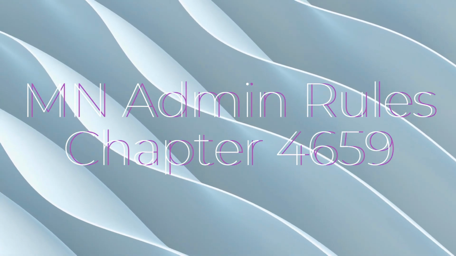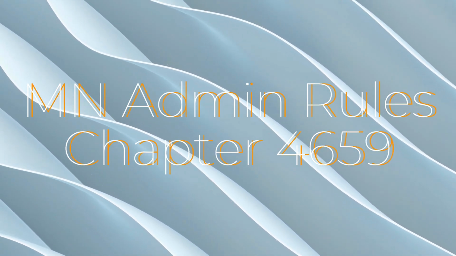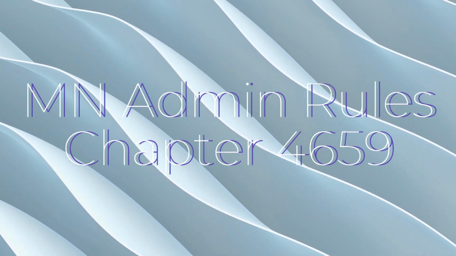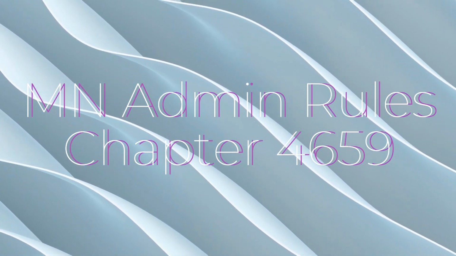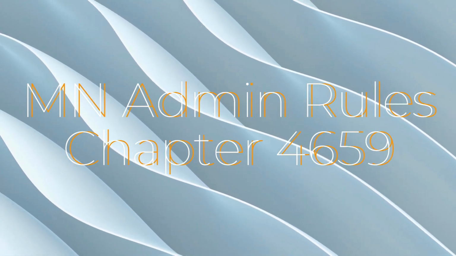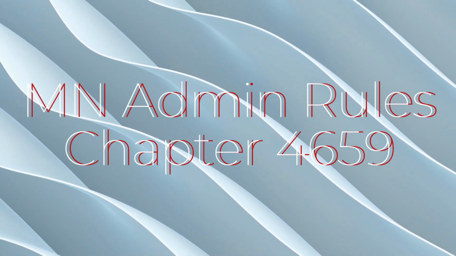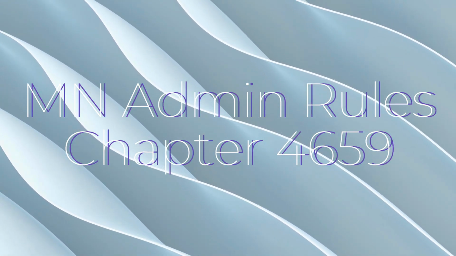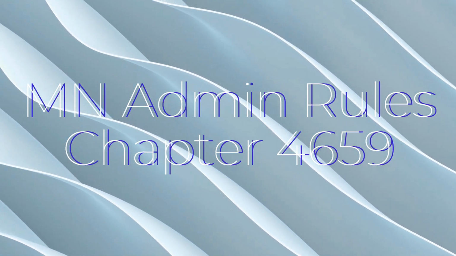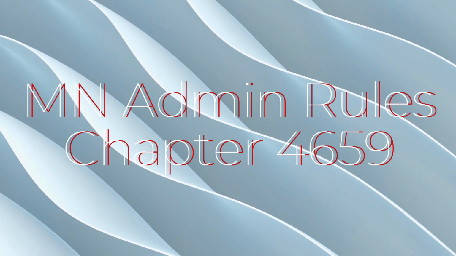4659.0010 Applicability and Purpose. This chapter establishes the criteria and procedures for regulating assisted living facilities and assisted living facilities with dementia care and must be read in conjunction with Minnesota Statutes, Chapter 144G. The licensee is legally responsible for ensuring compliance by the licensee's facility and any individual or entity acting on its behalf with this chapter and Minnesota Statutes, Chapter 144G.